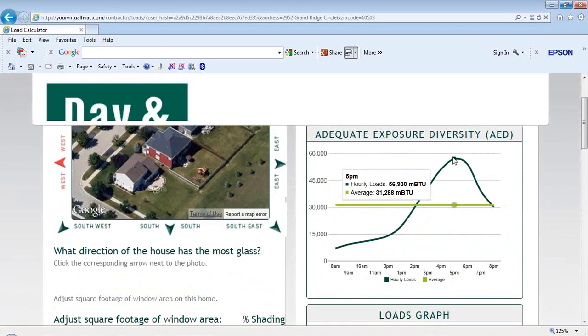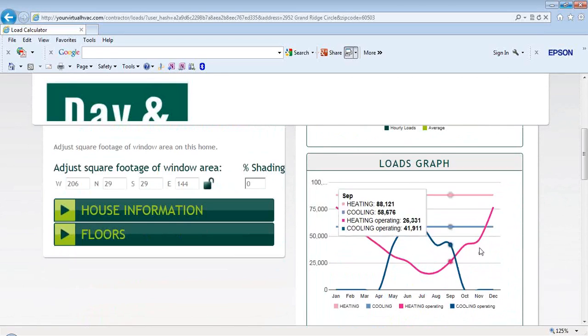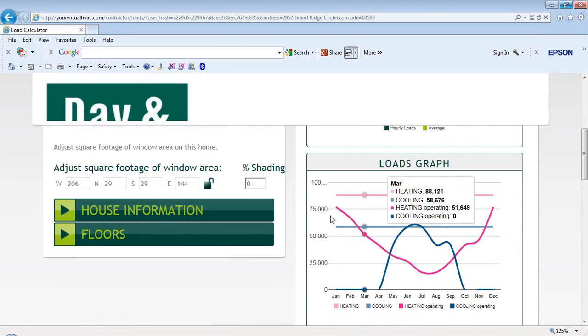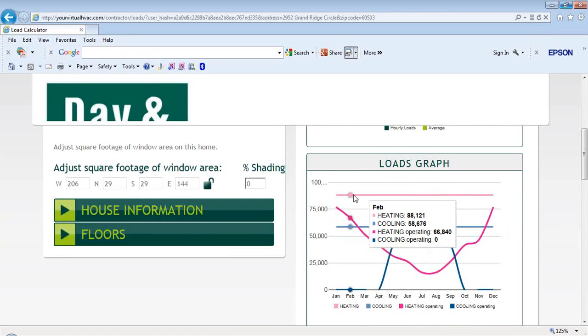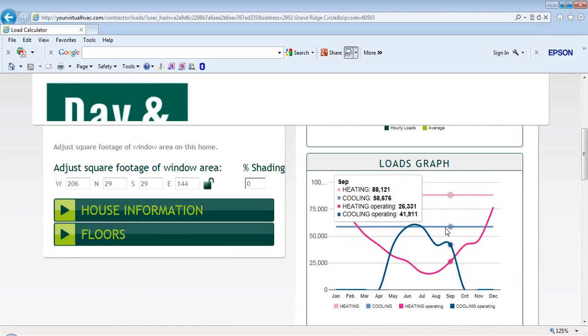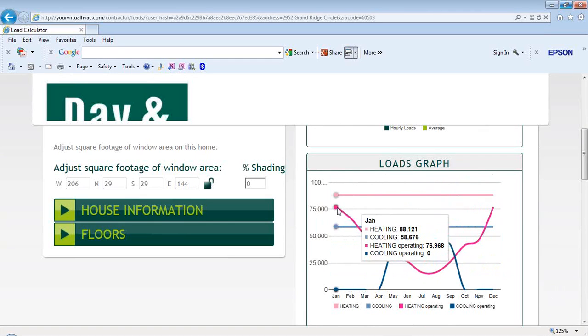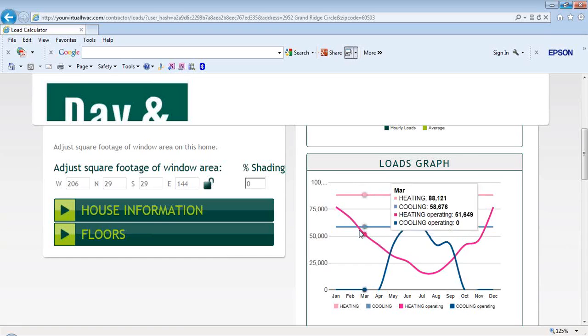In addition to showing me the diversity of how the sun affects the house over here, it also gives me a graph with my loads. So this pink line here is my load calculation for heating. The blue line is cooling, right? And the load calculation stays the same for every month. But the actual operating loads you can see are the curved lines.